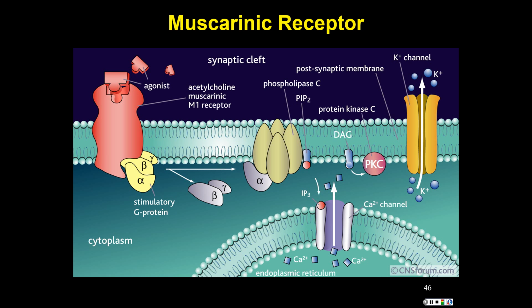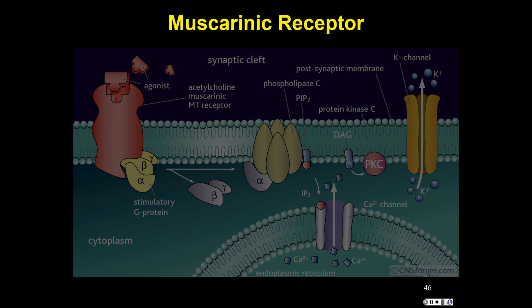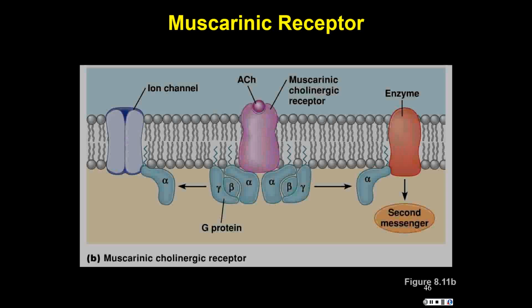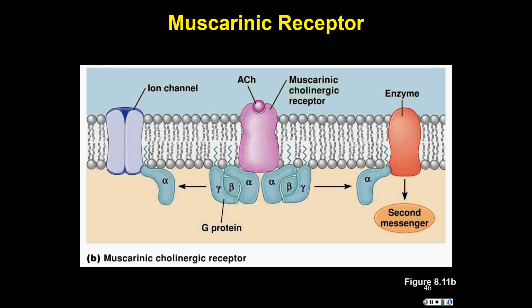In this image we have an example of a target tissue where acetylcholine binds to a muscarinic receptor. We can kind of see the cascading effect. And then if you look on the far right side of the image, you can see the potassium channels actually opened, and so that actually causes hyperpolarization in the cell, and thusly we would call this an inhibitory effect. A similar image can be found in figure 8.11b in your textbook.